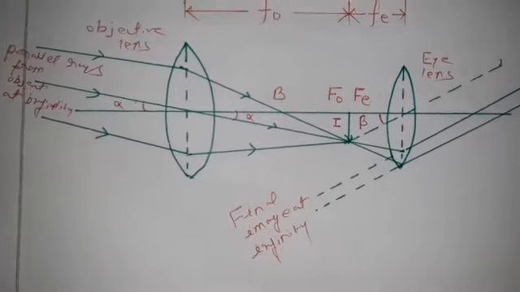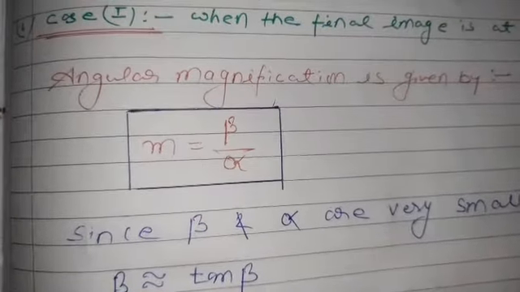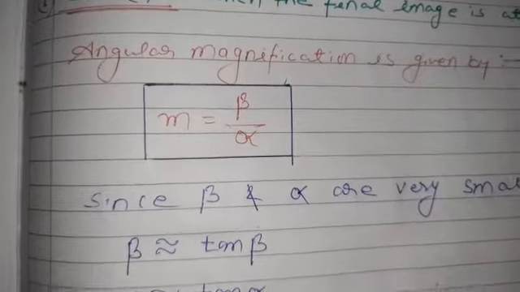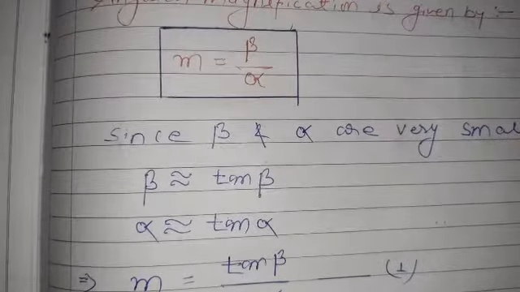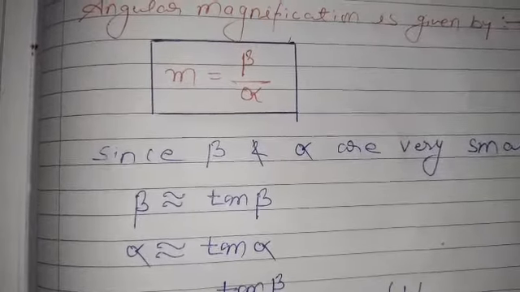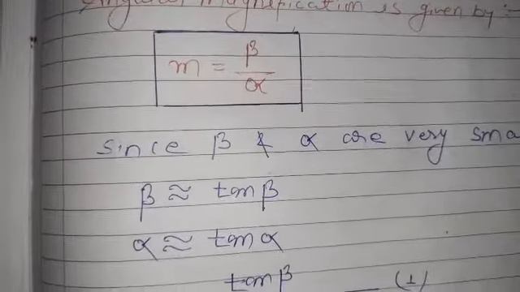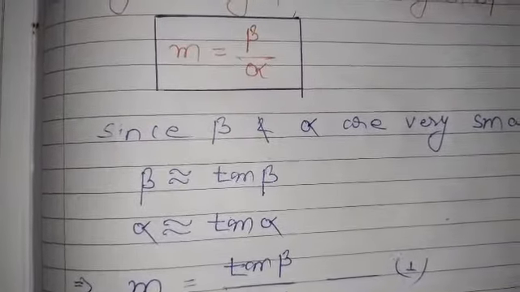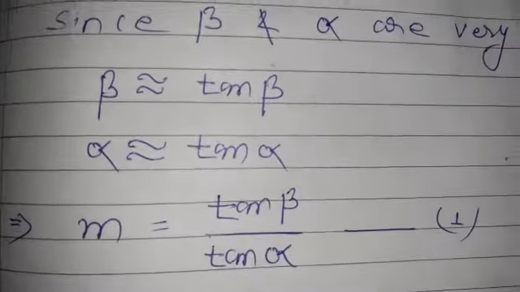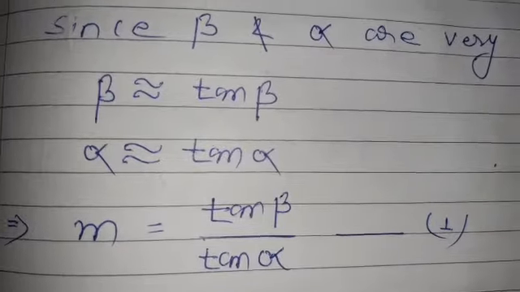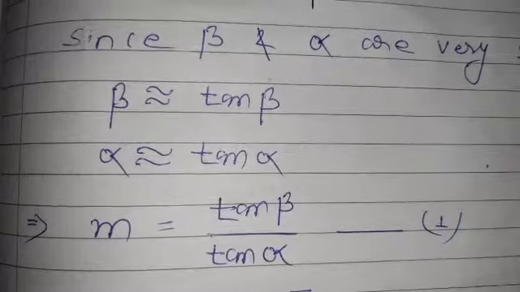So we have angular magnification. Angular magnification is given by beta upon alpha. Since beta and alpha are very small angles, we can write beta is approximately equal to tan beta and alpha is approximately equal to tan alpha. Now we have to find the value of tan beta and tan alpha from our ray diagram. After putting beta equals tan beta and alpha equals tan alpha, we have m equals tan beta upon tan alpha. This will be your angular magnification, which is equation number 1.